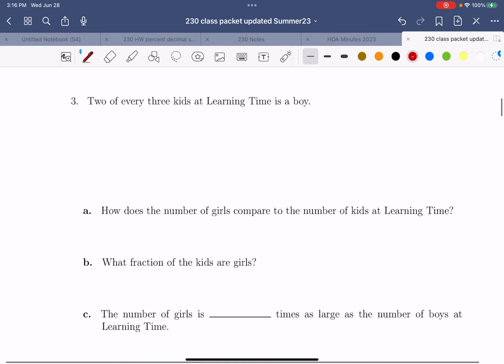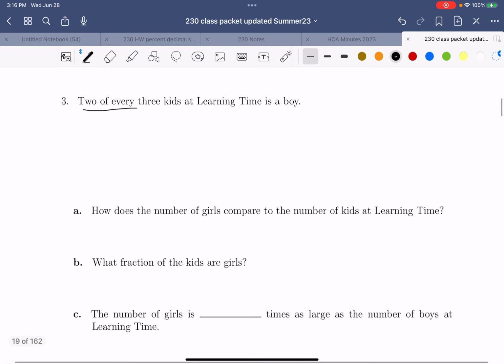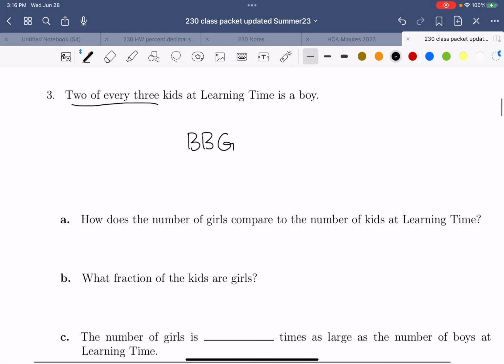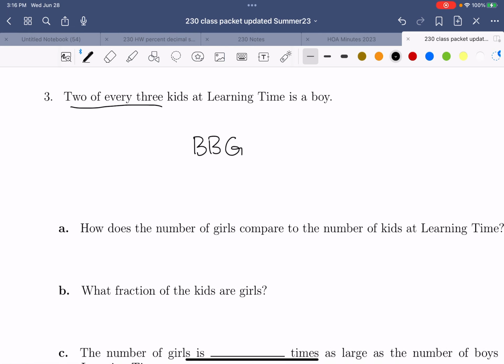Number 3: 2 out of every 3 kids at learning time is a boy. Here, forget all of the social constructs we've been working on with transgender students. We are just assuming that a child either identifies as male or female, so boy or girl. I know, limited, but we're going with it. 2 of every 3 kids at learning time is a boy. So I need 3 total kids and 2 are boys. So I have 2 boys. That third child is then going to be a girl. Okay, so that would be my picture that I'm then going to use to answer.